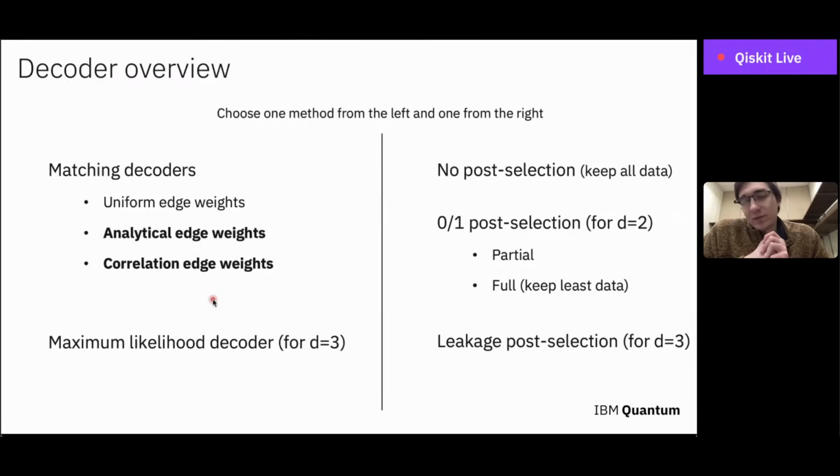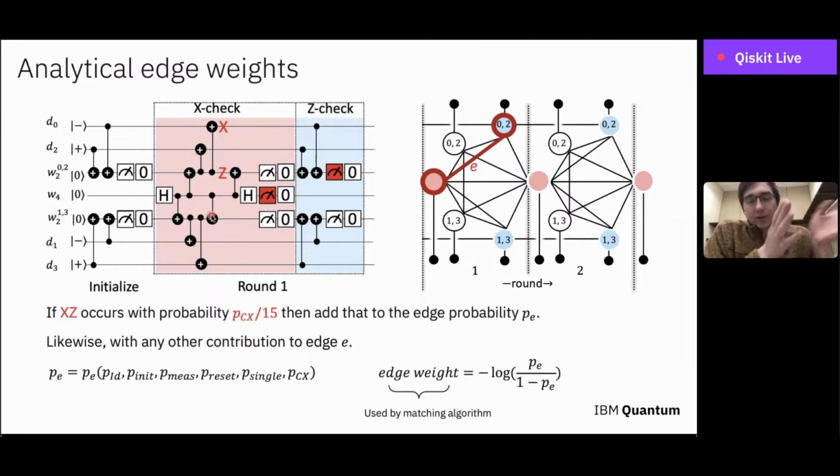So what you could do is set every edge to the same weight. Every edge gets weight 1. That's the uniform edge weight method. So I'm not going to explain more about that. But the analytical edge weight and correlation weight methods are a bit more complicated.